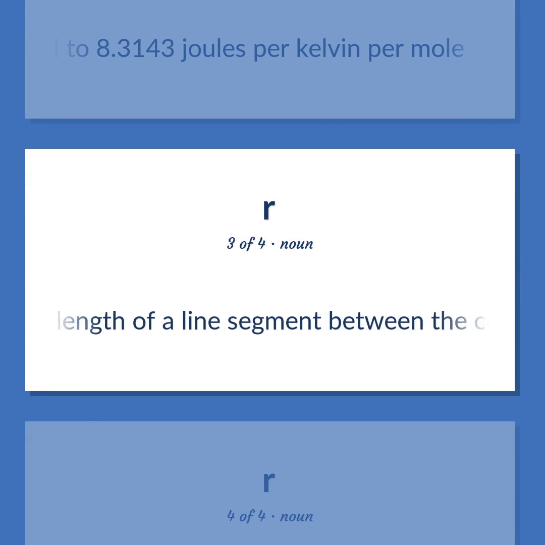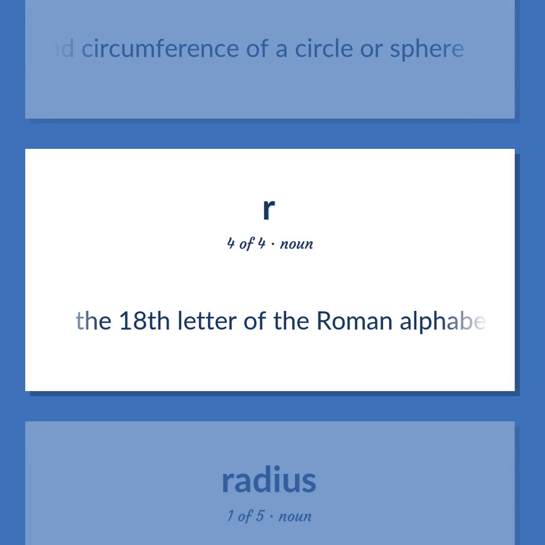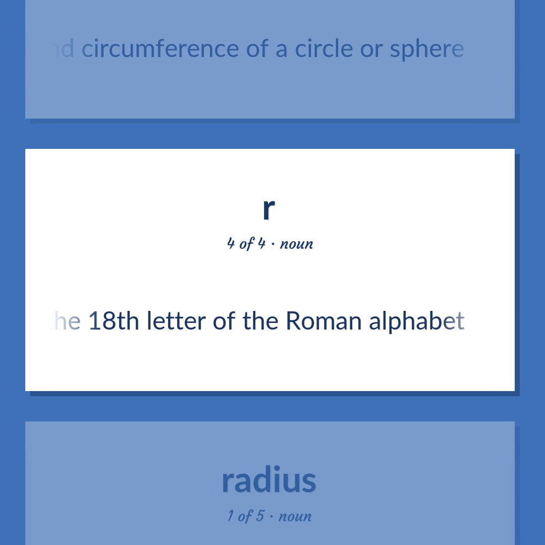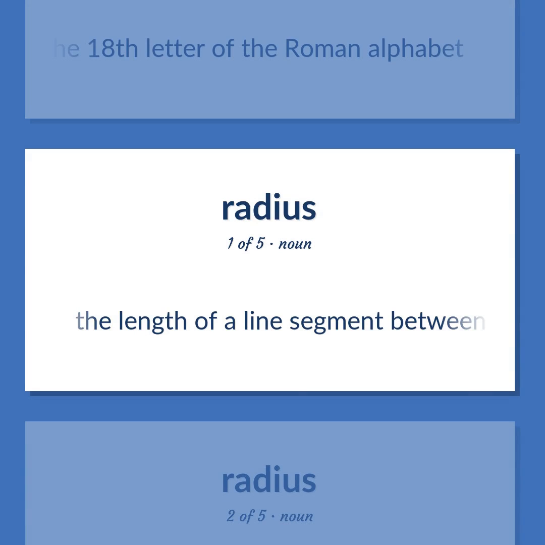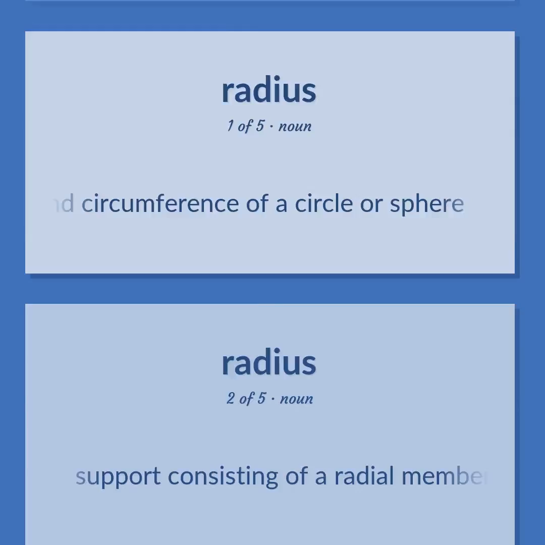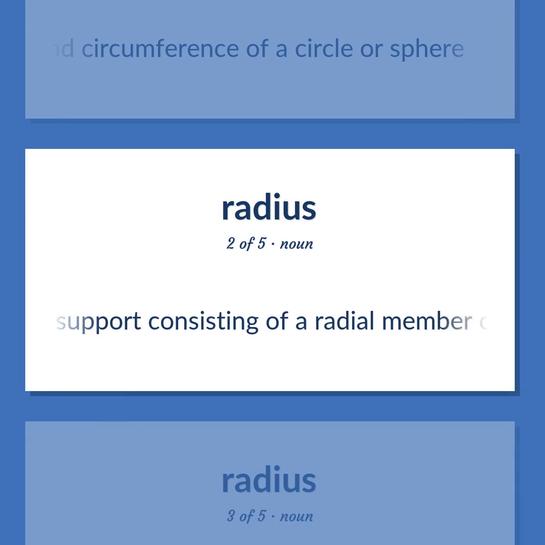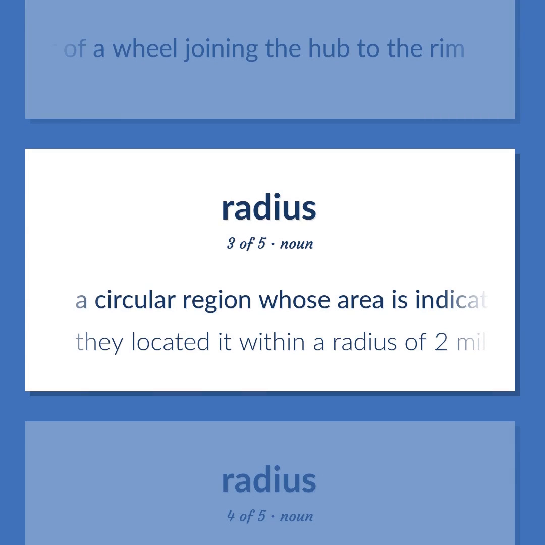The length of a line segment between the center and circumference of a circle or sphere. The 18th letter of the Roman alphabet. The length of a line segment between the center and circumference of a circle or sphere. Support consisting of a radial member of a wheel joining the hub to the rim. A circular region whose area is indicated by the length of its radius.